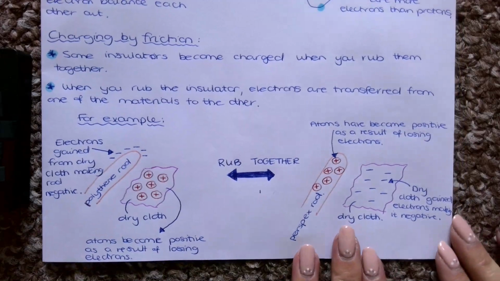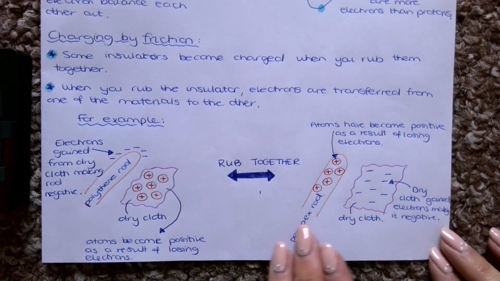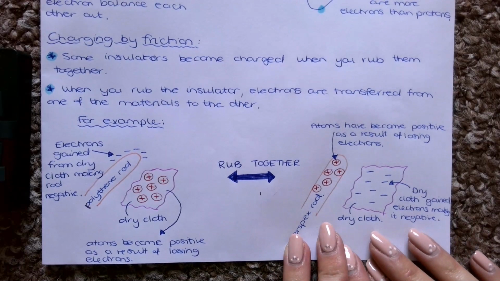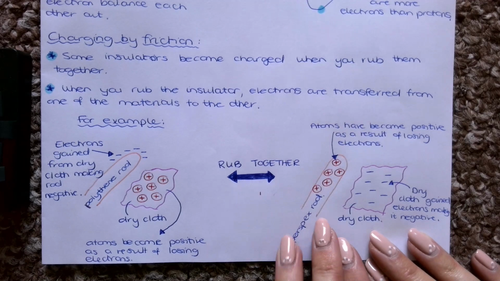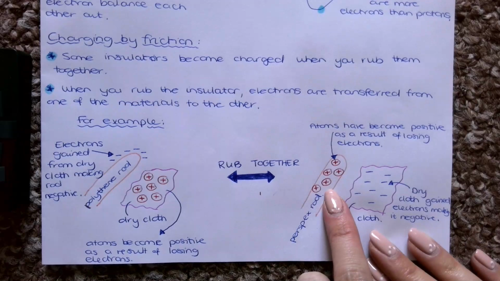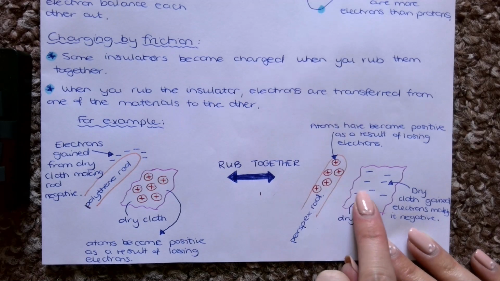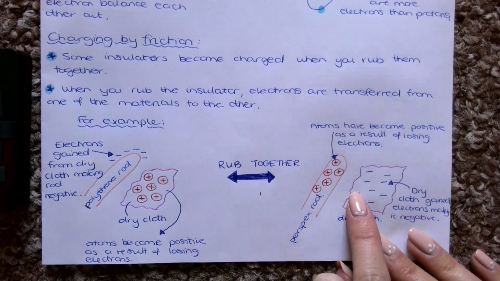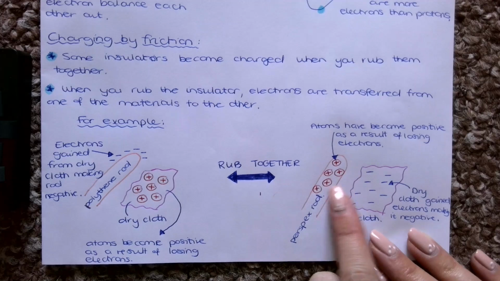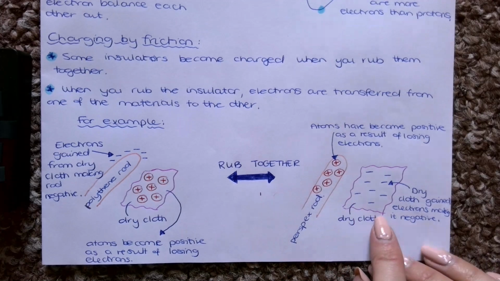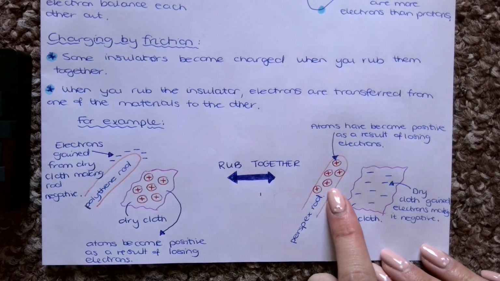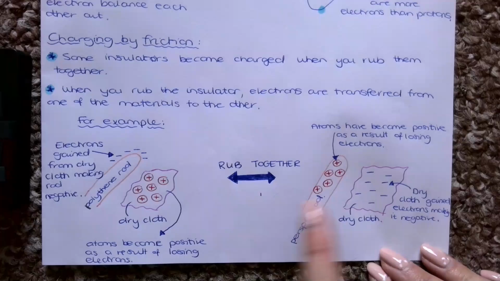Moving over to the other example, this is the opposite way around. I've got a perspex rod and a cloth. Initially they're both going to be balanced, but when we start rubbing them together, the atoms in the rod become positive as a result of losing electrons. The electrons come off the perspex rod and go into the cloth. So the cloth is now negatively charged because it's got more electrons, but the perspex rod has lost electrons, so it's now become positively charged.